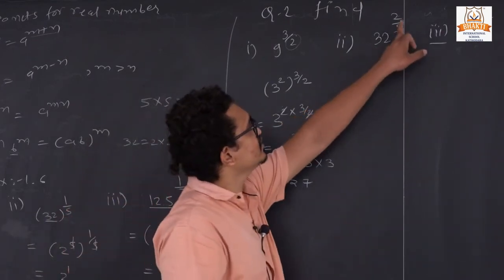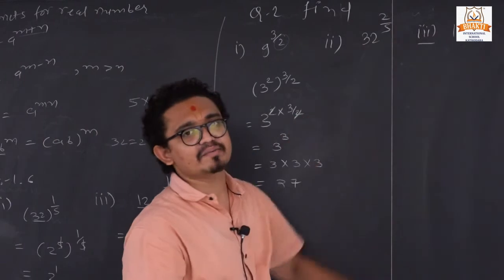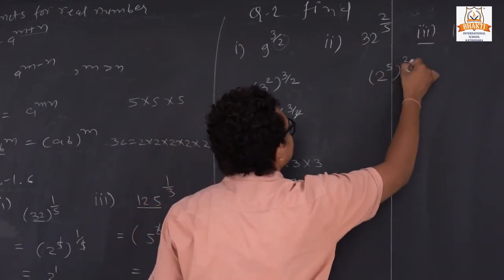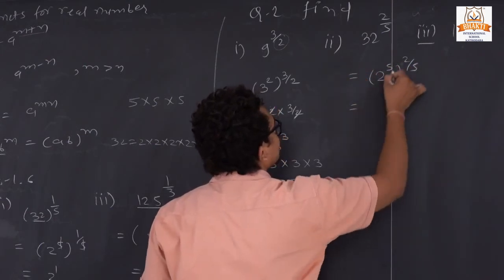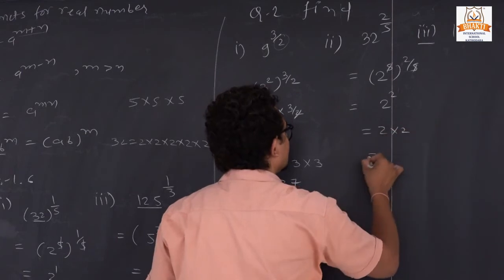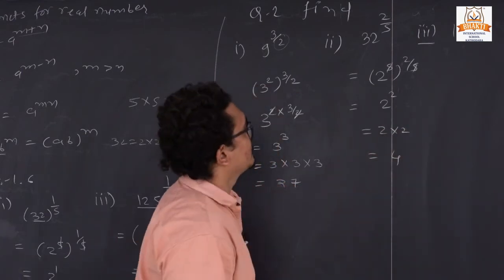Once again 32 raised to, see we want to remove the 5. So we can write like that 2 raised to 5 all raised to 2 by 5. So 5 cut. So 2 square. So 2 into 2. Answer is 4.